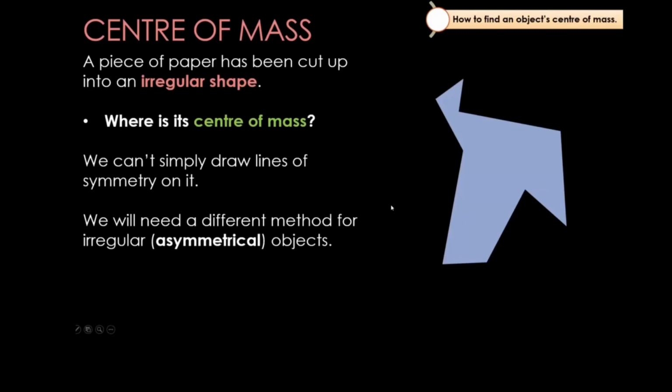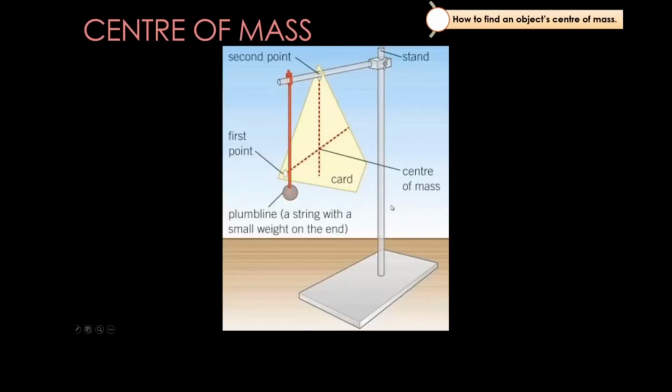So we're going to need a different method for these two things. And if we were to be doing it in the lab, we'd have a setup like this. We get one of those Boston clamp stands. We'd have a little bar coming out across the top. We'd have our funny shaped bit of card. We'd have a bit of string, and on the end of the string, we'd have a little weight, and this is called a plumb line or a plumb bob, which is pretty good.